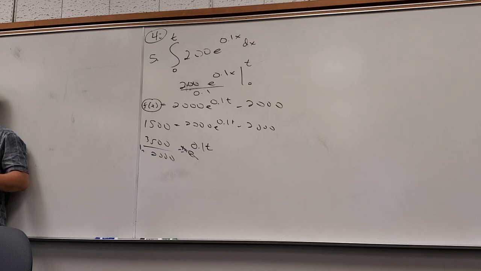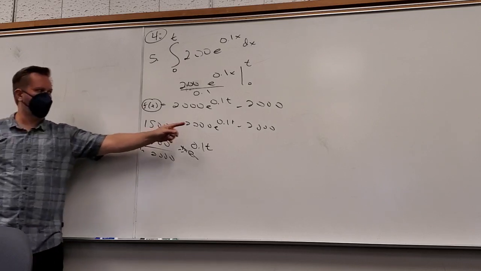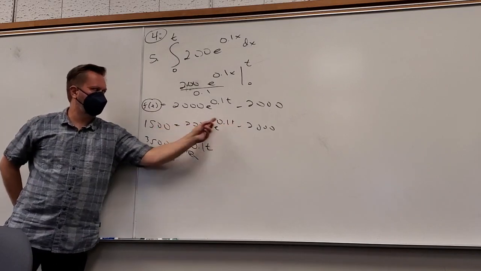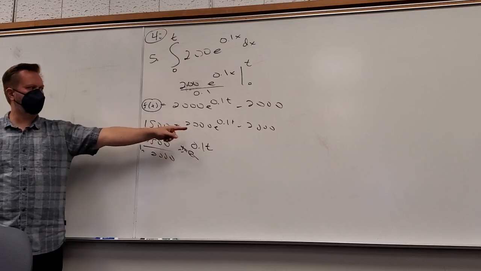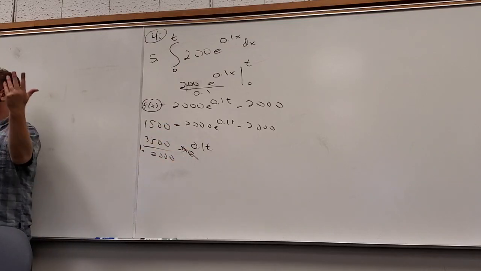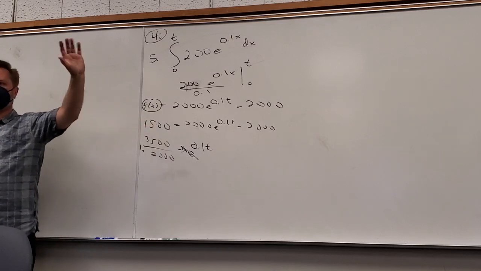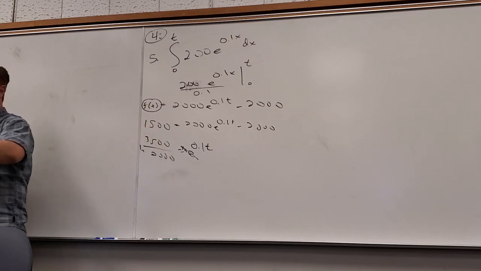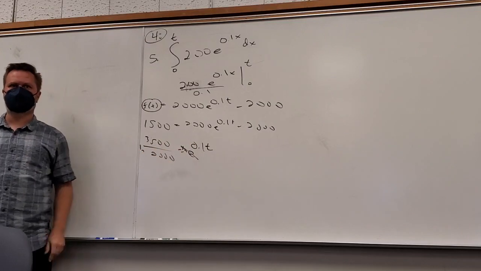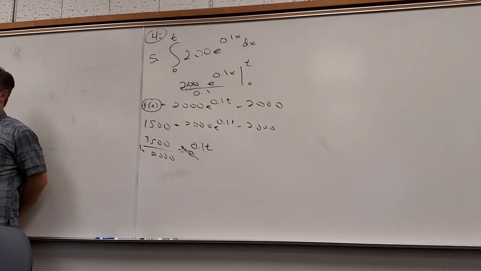So wait, you just added 1,500 to both sides? Yeah, no, I added 2,000 to both sides, right? I'm just solving for T. So I add 2,000, divide by 2,000, kill the E with the natural log. It's just solving the equation, right? You get all your not-T stuff on one side, and then you free T up. Right? Then you drink the tea.